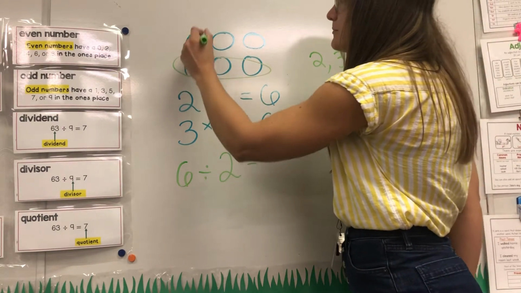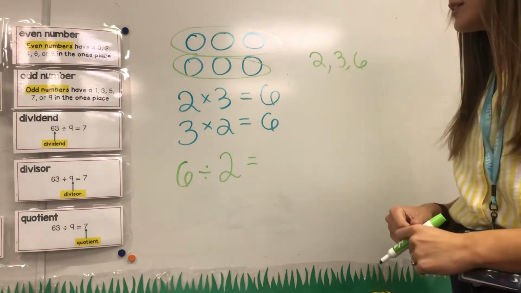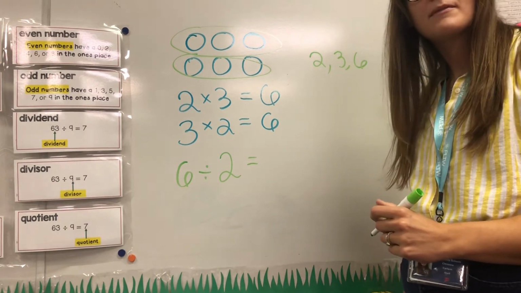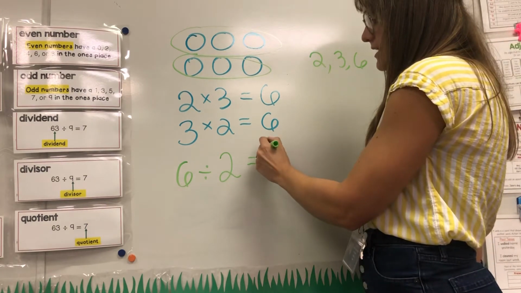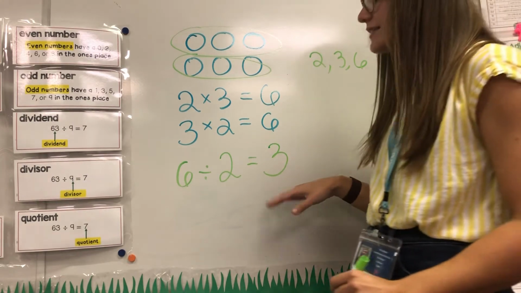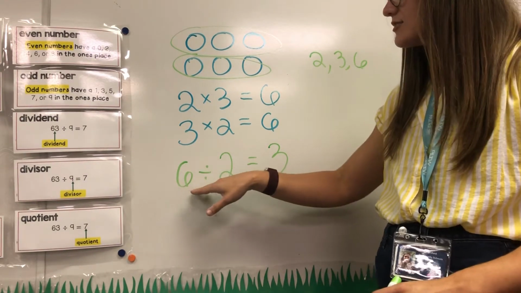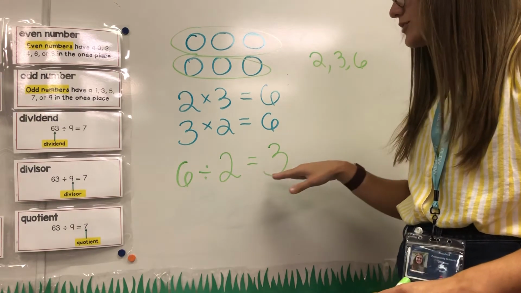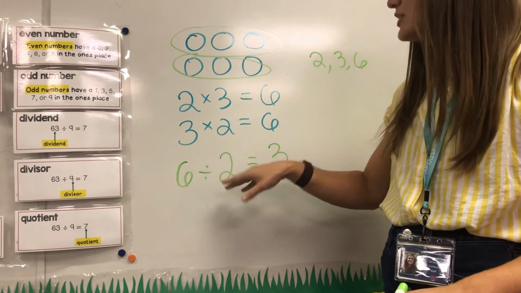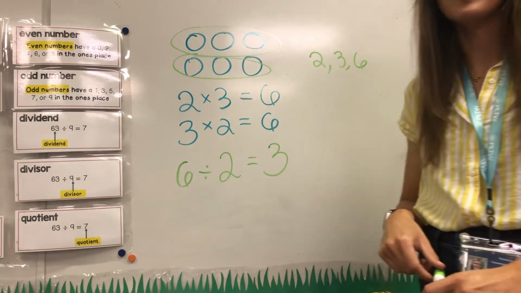Here we go. Here's one group, and here's another group. 2 equal groups. How many counters are in each of my groups? 3. That's going to be your quotient, or your answer to your division equation. So we have 6 divided by 2 equals 3. 6 counters divided into 2 equal groups gives you 3 counters in each group.